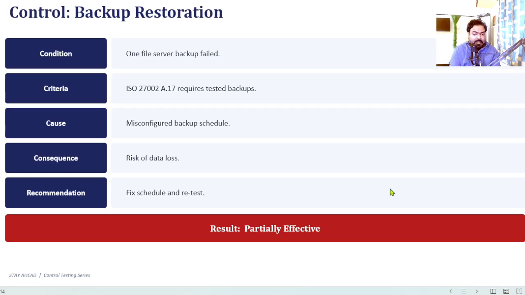Workpaper example. Let's turn that finding into a proper workpaper entry. Condition: file server backup failed. Criteria: ISO 27002 Annex A.17 requires tested backups. Cause: a misconfigured backup schedule. Consequence: risk of data loss if that server ever needs to be restored. Recommendation: fix the schedule and retest. Overall result for this control: partially effective. Not a full failure, but not a clean pass either, and that distinction matters when you're rating the control.